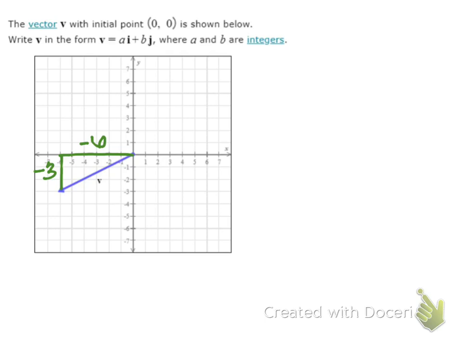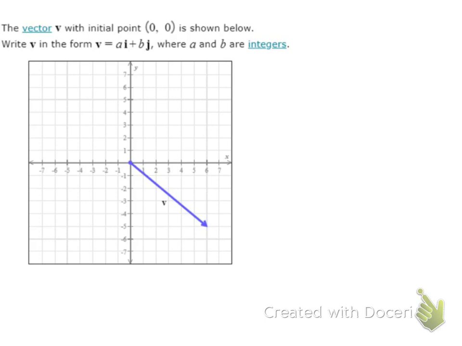ai plus bj form would be -6i minus 3j. And yes, it really is that easy, okay?